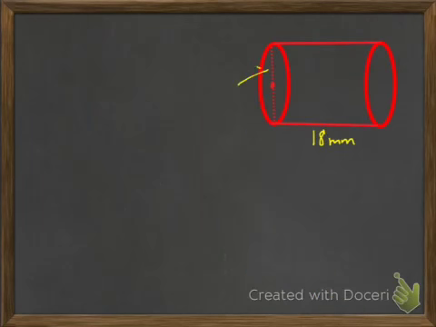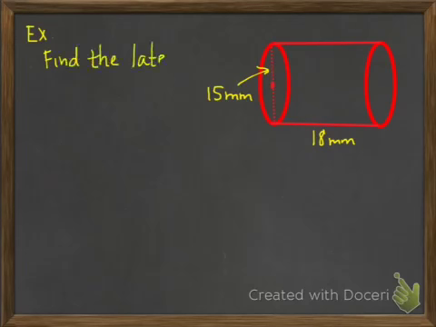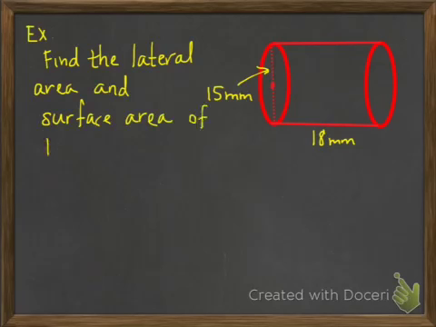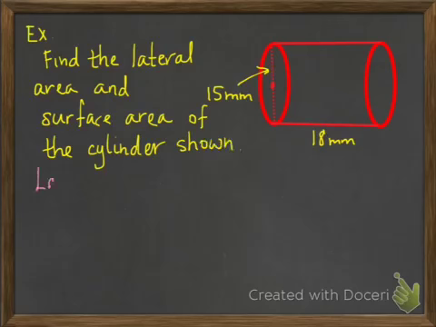Let's do an example. All right, so you have a cylinder. The diameter of the cylinder is 15 millimeters and the height of this cylinder is 18 millimeters. Even though it's laying down, it's still the height. We're going to find the lateral area and the surface area of the cylinder.